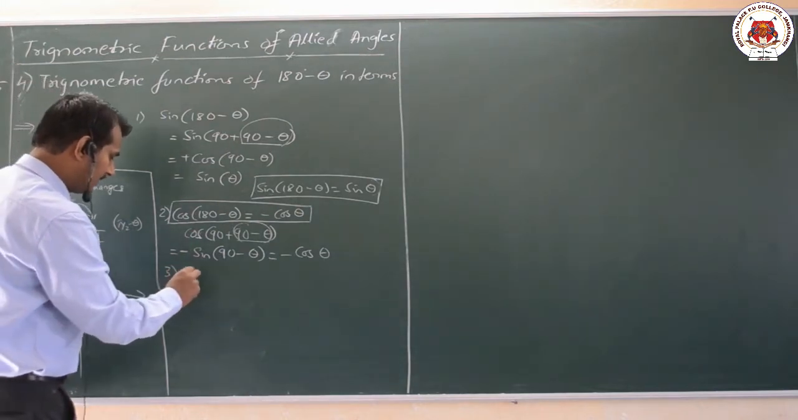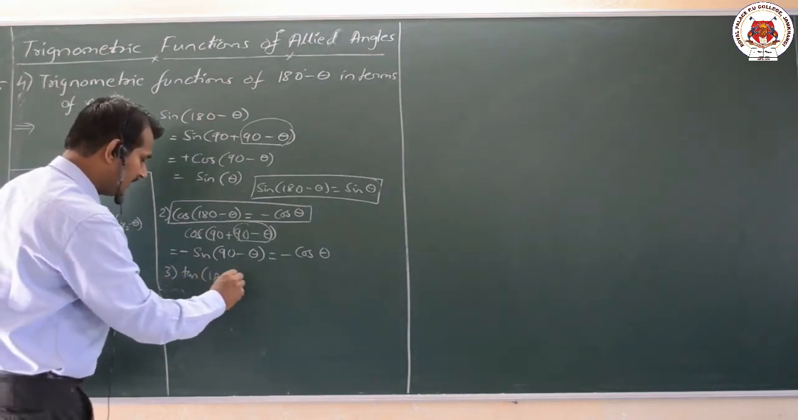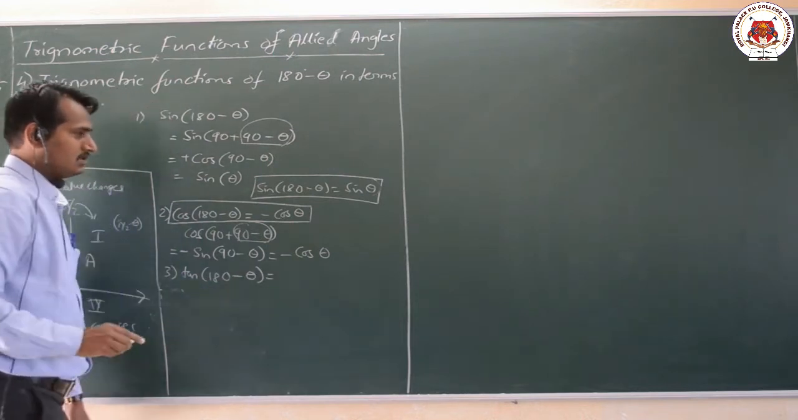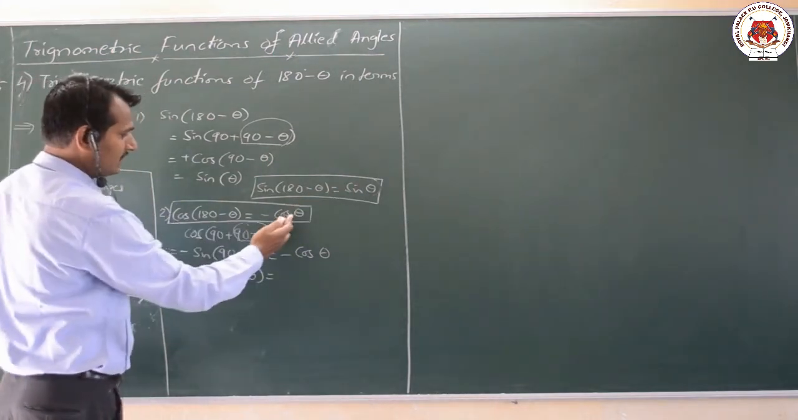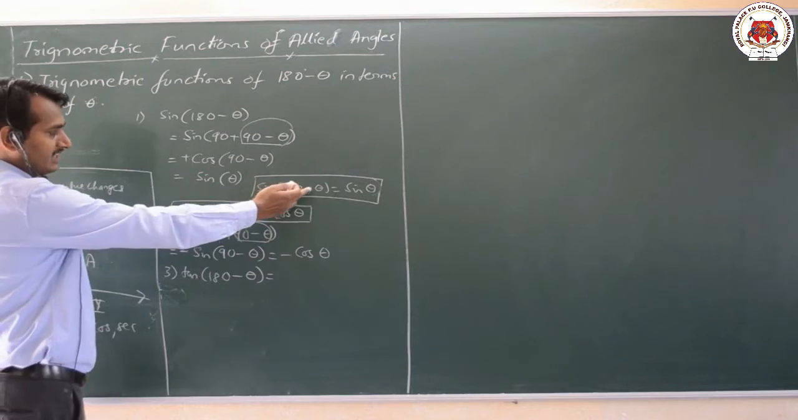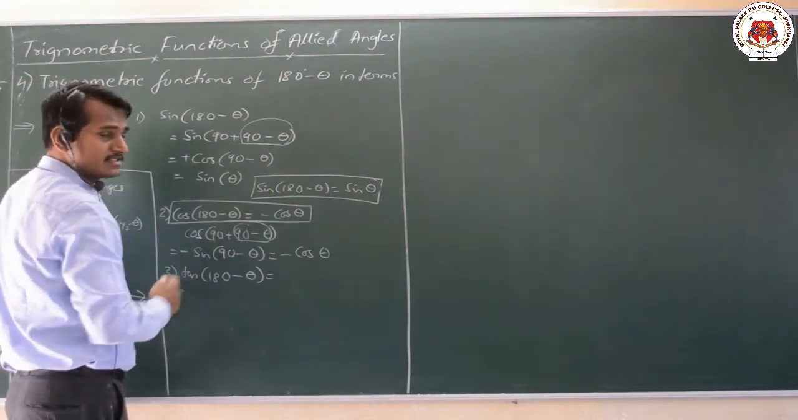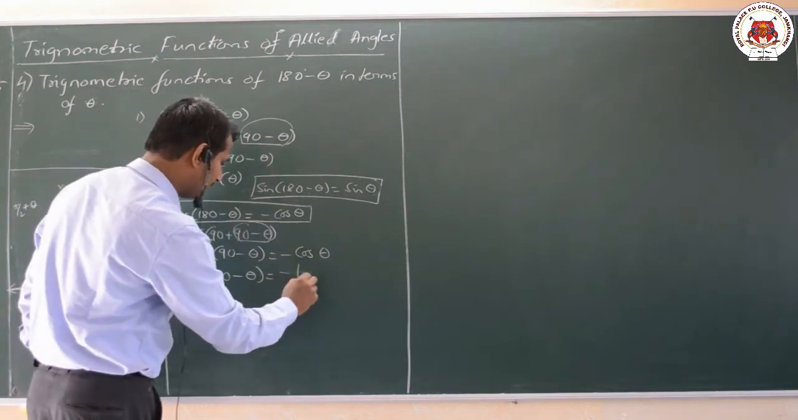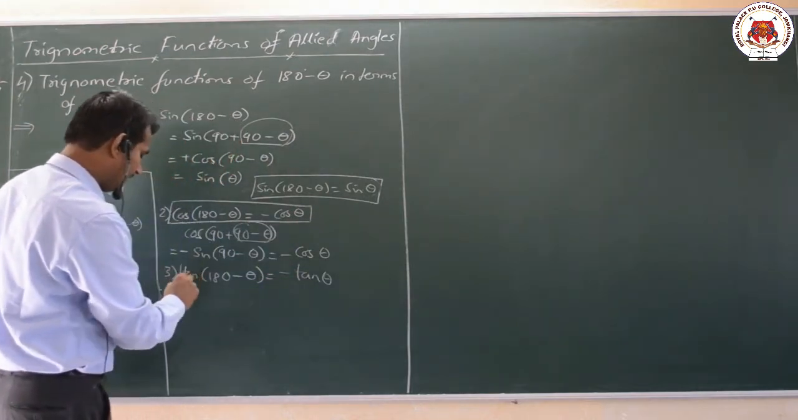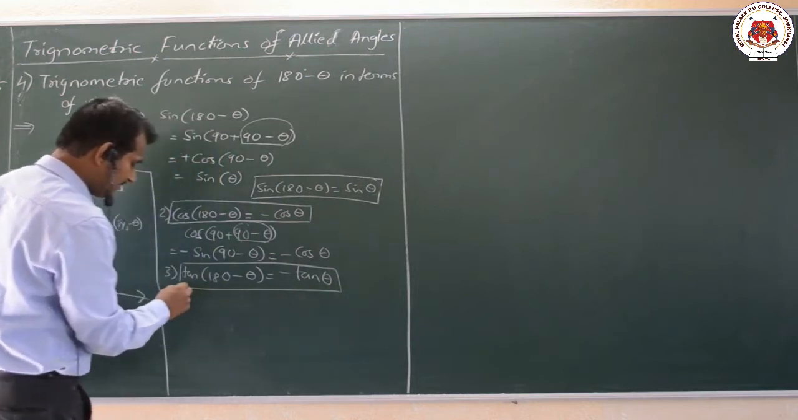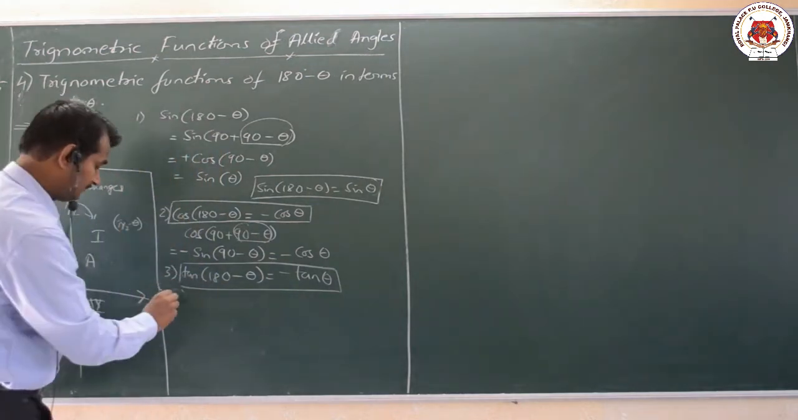Then the third one, tan of 180 minus theta. Dear students, I will divide it as sine of 180 minus theta divided by cos of 180 minus theta, that is sine by cos, which gives minus sine by cos, that is minus tan theta. Directly I am solving it. Tan means sine by cos.